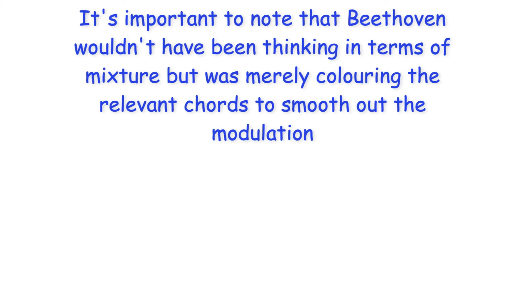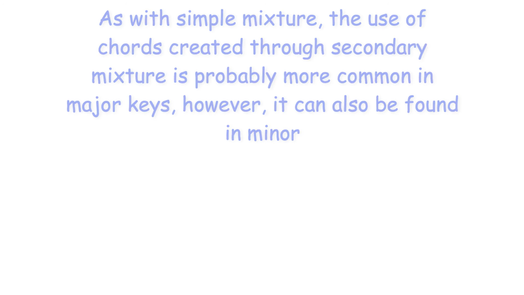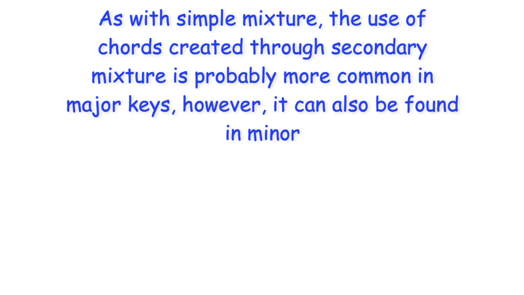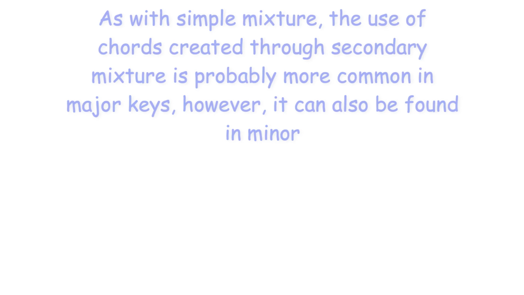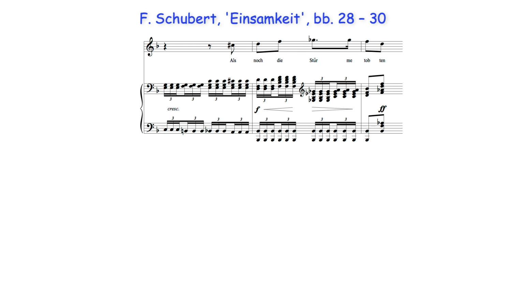It's important to note that Beethoven wouldn't have been thinking in terms of mixture, but was merely colouring the relevant chords to smooth out the modulation. As with simple mixture, the use of chords created through secondary mixture is probably more common in major keys, however it can also be found in minor. In this example, again by Schubert, a minor chord is used on the flattened supertonic to colour the word storm.